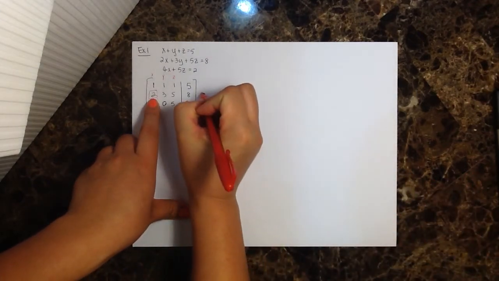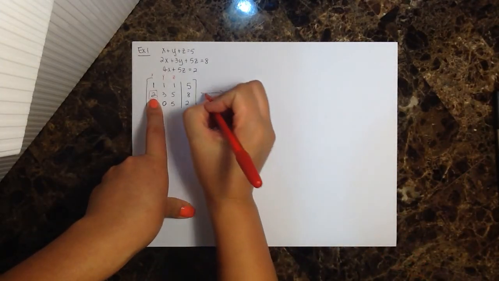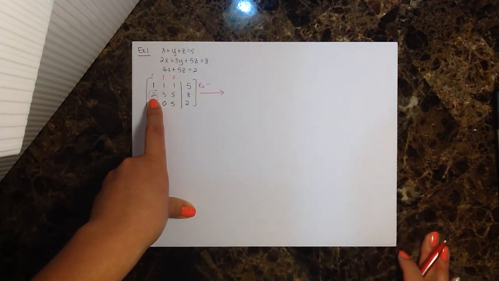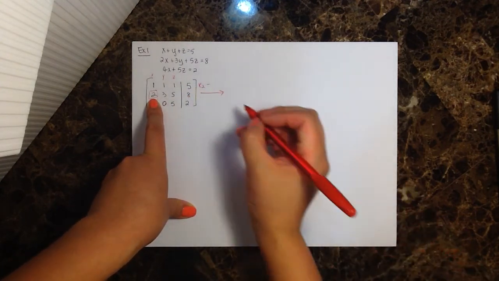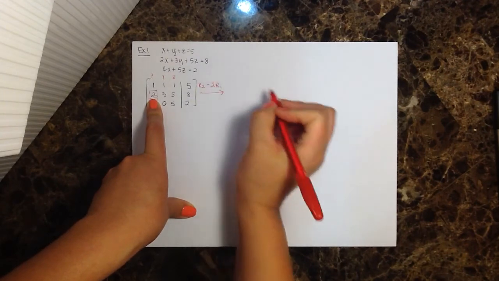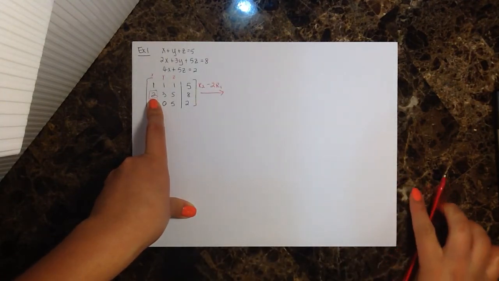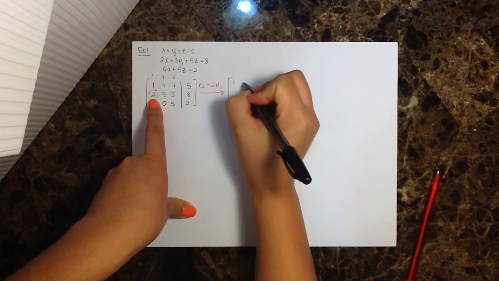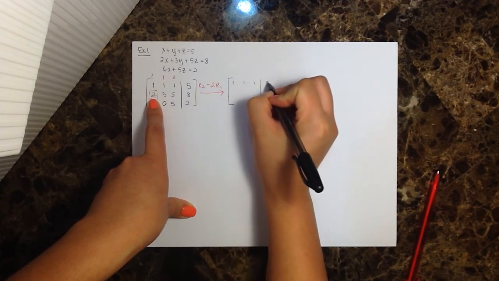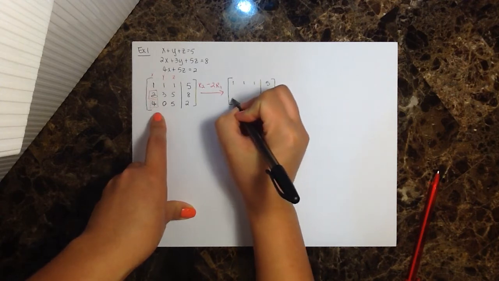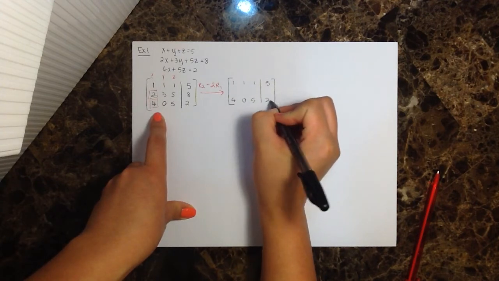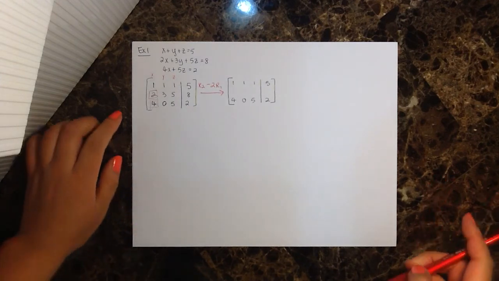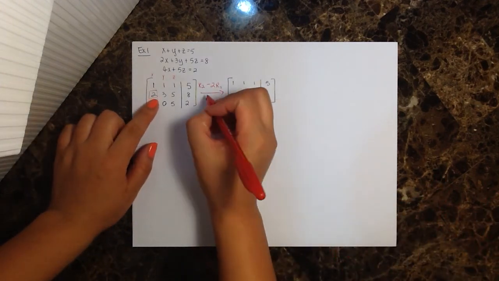So this 2, it's in row 2, so row 2. Remember that I cannot subtract a number, so I can't just say row 2 minus 2. If I'm subtracting 2, I have to subtract 2 of another row, so 2 times row 1. Since I'm just changing row 2, I can rewrite my first and the third rows to remind us that we're only changing that middle row. So row 2 minus 2 row 1.